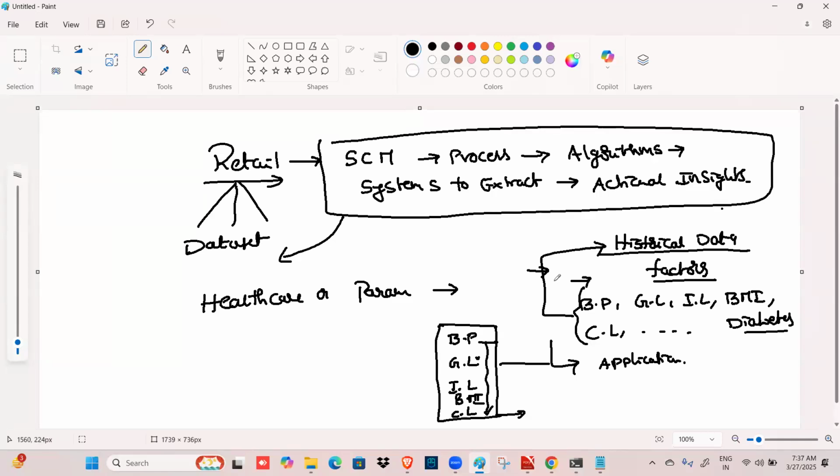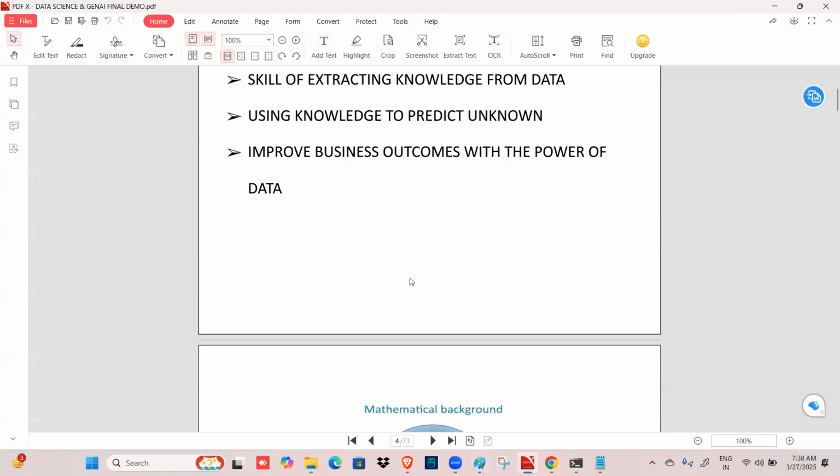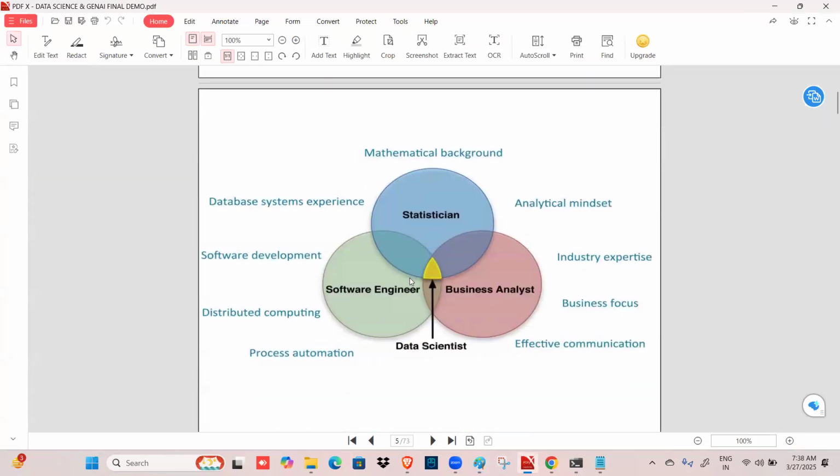Again, how I know my blood pressure values, glucose level values, and insulin level values is a different task. And that kind of unknown data we are going to predict with the help of this. To become a data scientist, we are going to gain expertise in all these concepts. We require some mathematical background; grade 10 mathematics is enough. We also need an analytical mindset, and we are going to become industry experts by working on retail data.